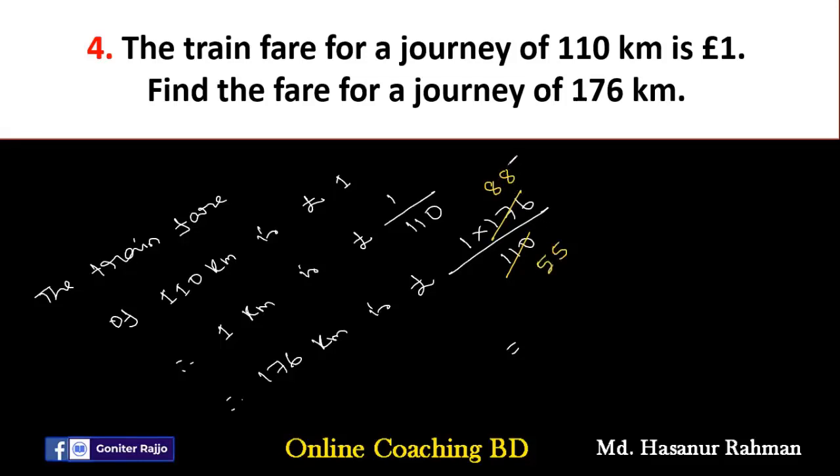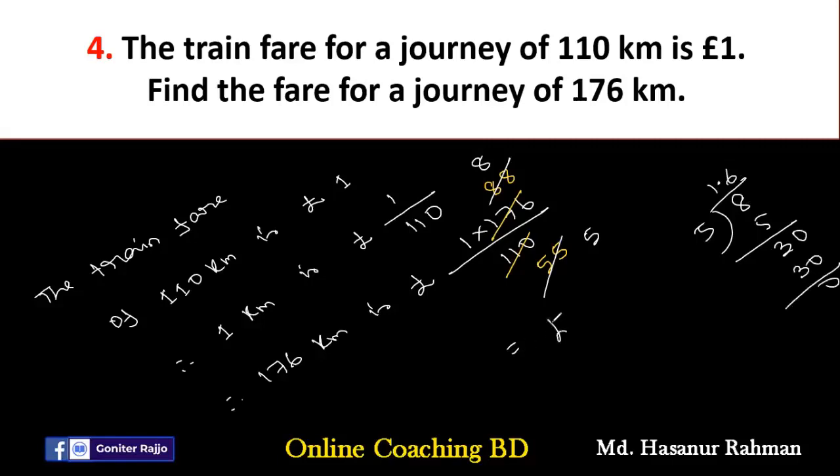Again, we can divide 88 and 55 both by 11. So it will be 8 by 5. Now we have to divide 8 by 5. 5 ones are 5. Remainder is 3. So we have to put a decimal point here, and it will give us 0 here. So 5 sixes are 30. Then our final answer will be 1.6 pounds.